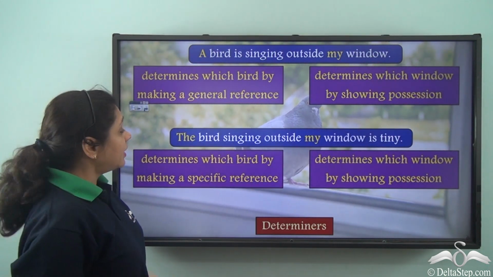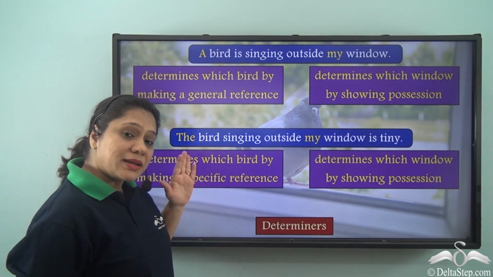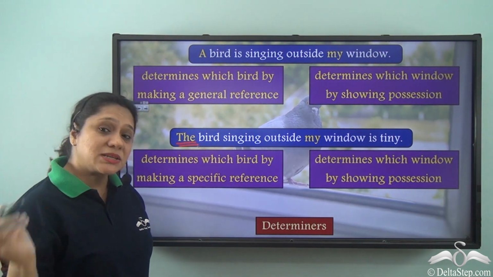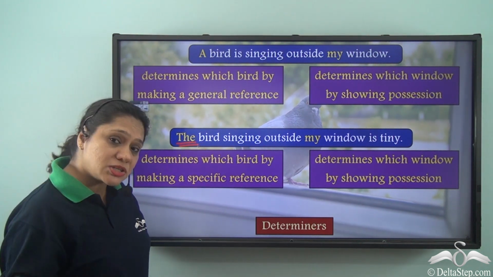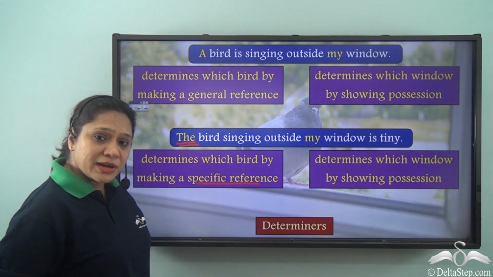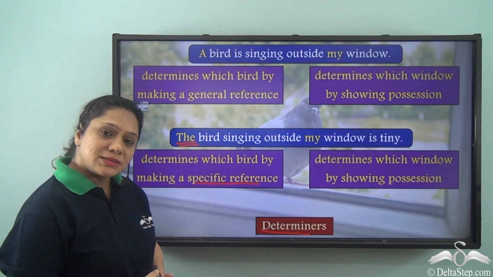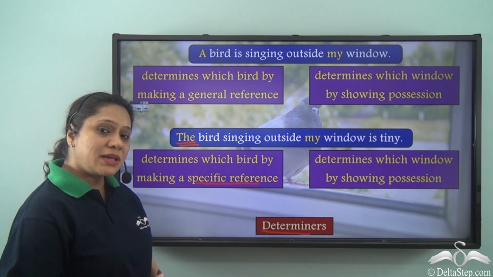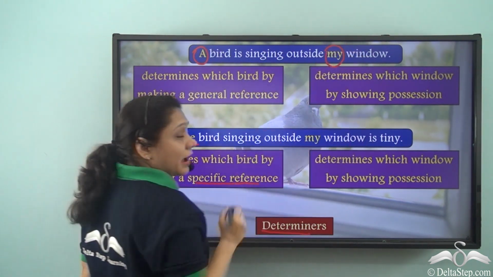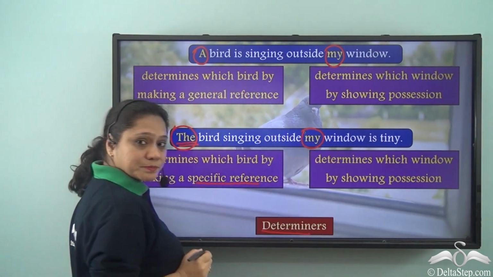Now, if I say the bird singing outside my window is tiny, then in the second sentence, the is referring to a particular bird or to a particular noun. Hence, the is making a specific reference and is also a determiner. So, in both the sentences here, we have two determiners each. In the first sentence, we have a and my, and in the second sentence, we have the and my.